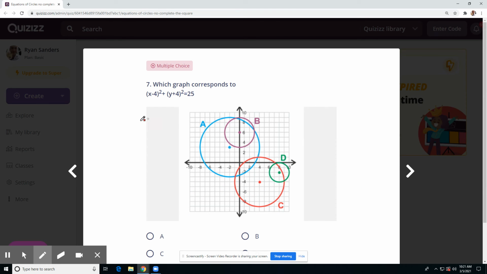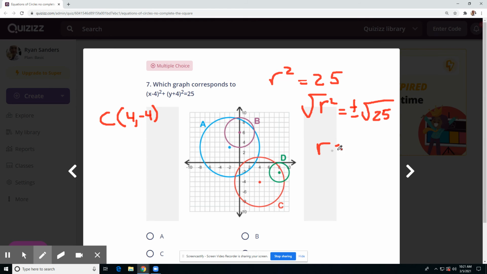Which graph corresponds to this? So our center, the opposite of -4 is +4. The opposite of positive 4 is negative 4. And r² equals 25. Square root of r² equals plus or minus square root of 25. r equals 5. And 4 is the x. Sometimes I get these confused still. It's nice to mark them. 4 for x, negative 4 for y. It's there. And then we count 1, 2, 3, 4, 5 and confirm the radius is 5. So it's this red one here.